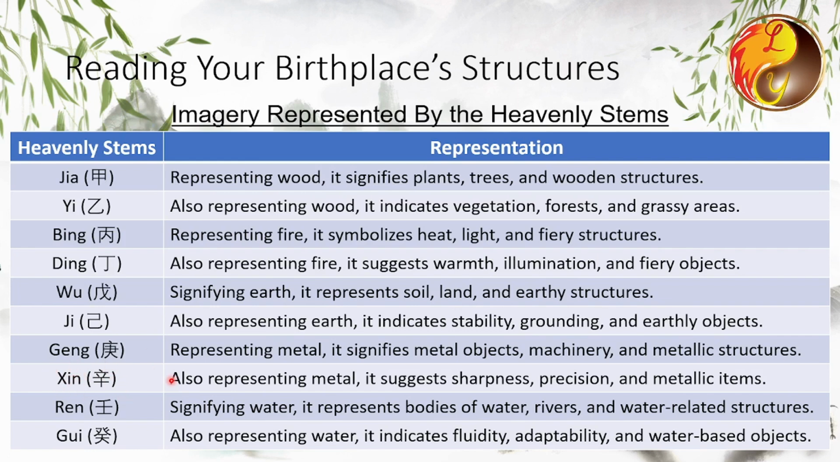Xin, also representing metal. It suggests sharpness, precision, and metallic items. Ren, signifying water. It represents bodies of water, rivers, and water-related structures. Gui, also representing water. It indicates fluidity, adaptability, and water-based objects.